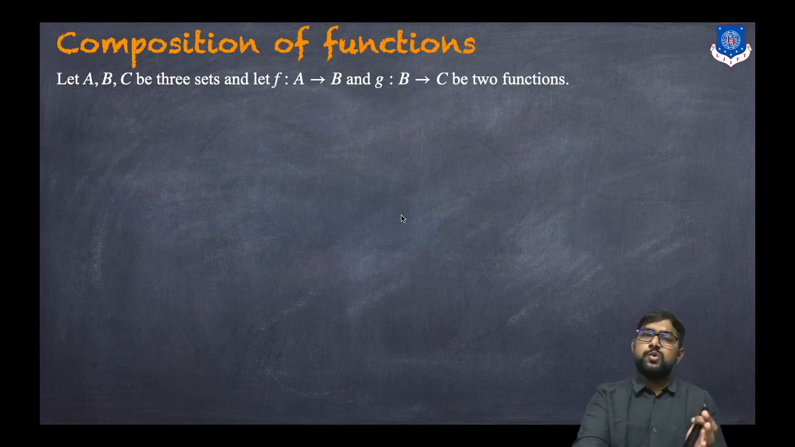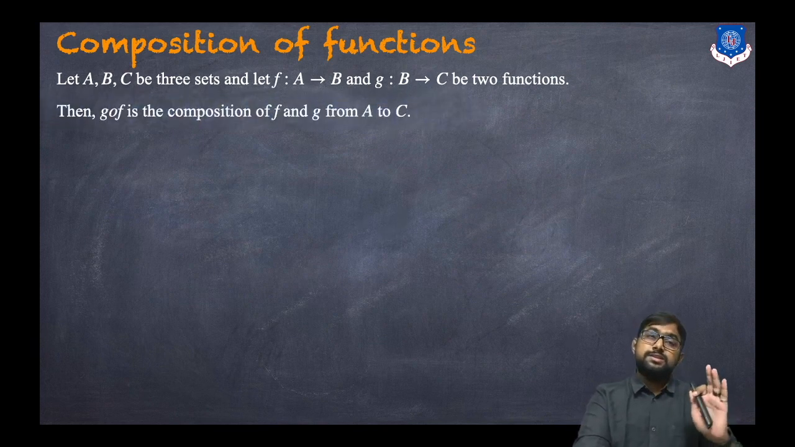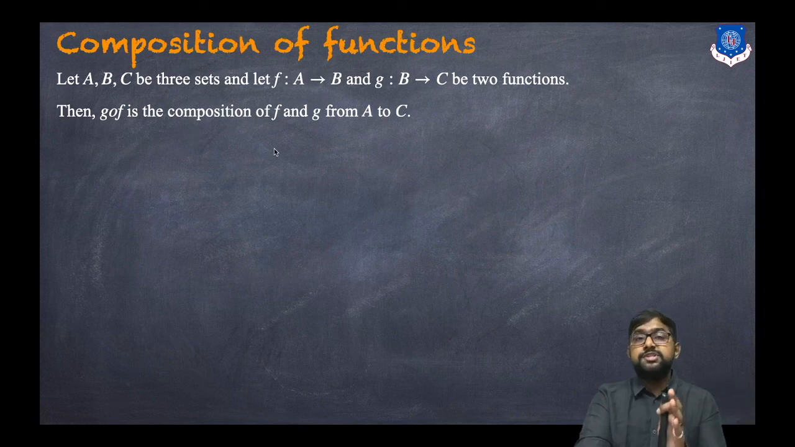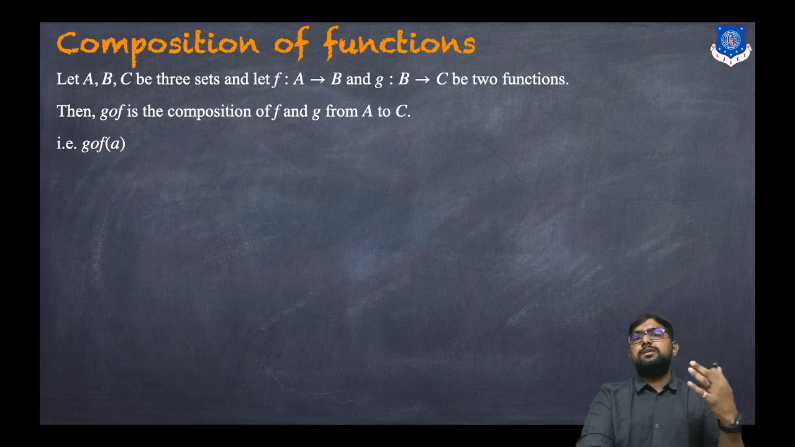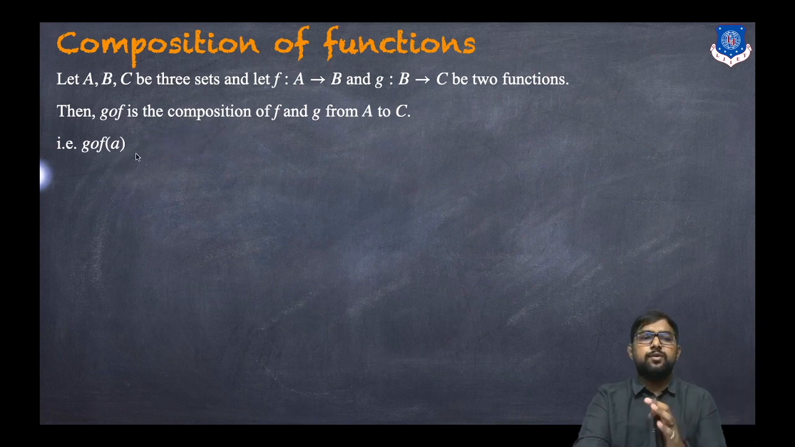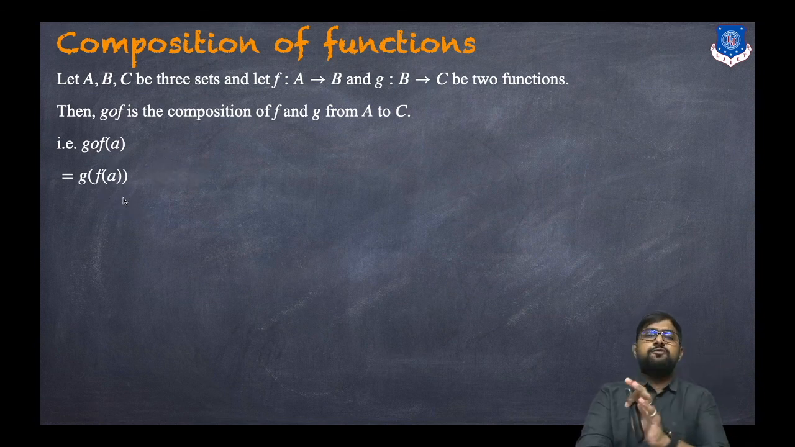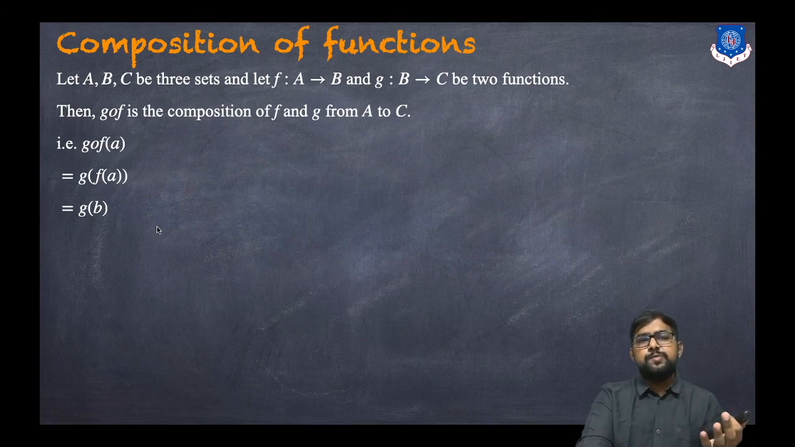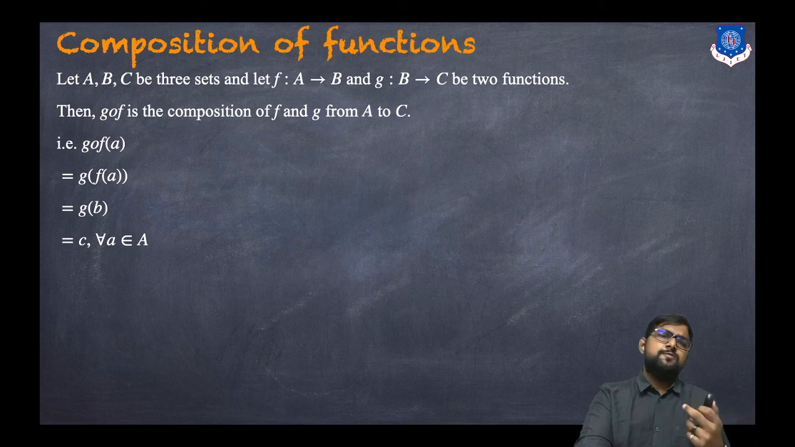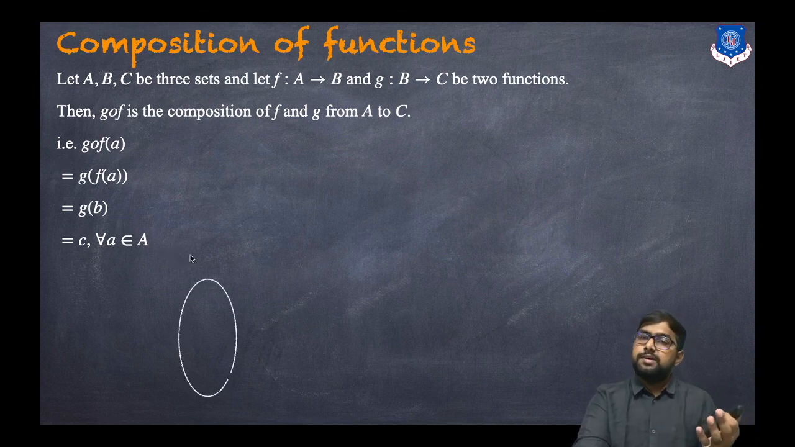Okay, so these two are functions. Now this g∘f is the composition of f and g, and that will be from A to C. That is (g∘f)(a). Fine. Now g of f of a, that is the same as (g∘f)(a). Now what is f of a? Let us take f of a equals b, so that is g of b. And let us take g of b equals c, that is for every a belongs to A.